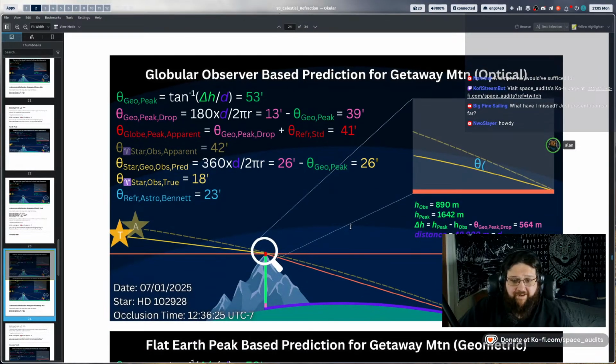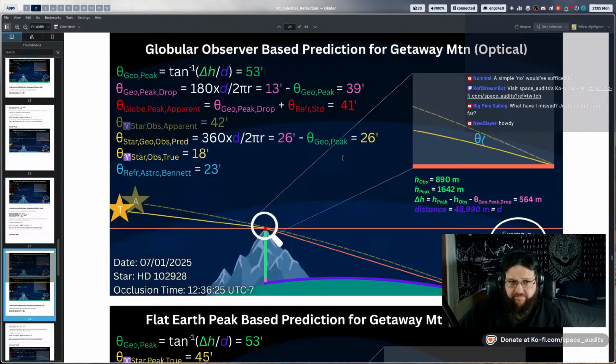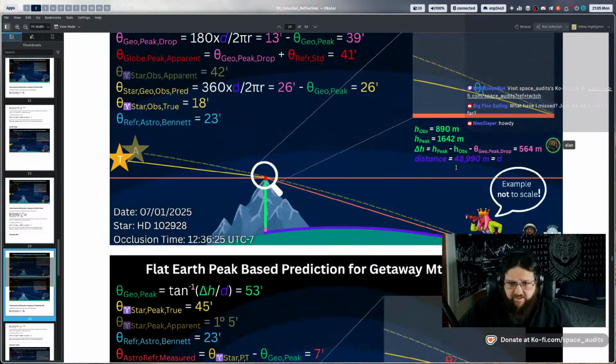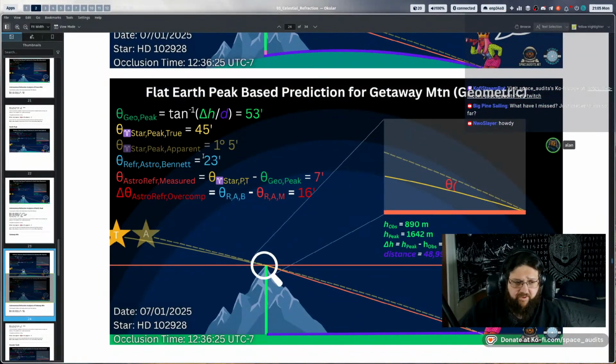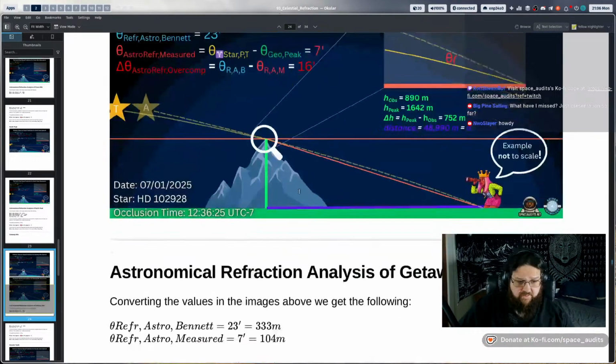Here we have Getaway Mountain doing the same. Rise over Run gives us 53 arc minutes. Globe Drop gives us 39 arc minutes. I'm sorry, I said 53 arc minutes, right? 53 arc minutes for Rise over Run for Flat Earth, 39 for Globe on a distance of 48,000 meters, almost 49,000 there. The refractive conditions prescribed by Bennett are 23 arc minutes. The actual angular difference was 7 arc minutes of refraction, which creates a 16 arc minute overcompensation.